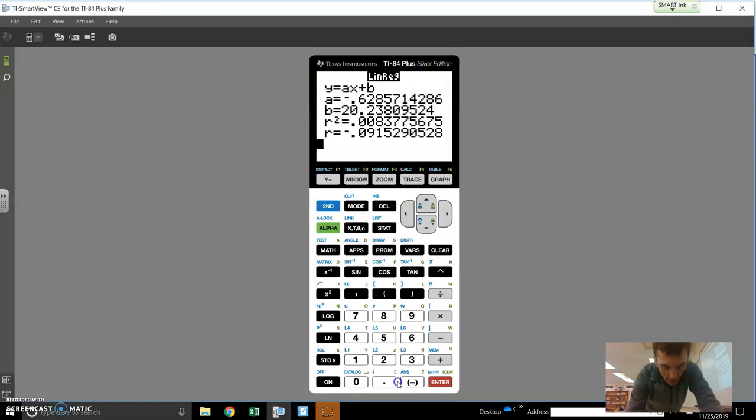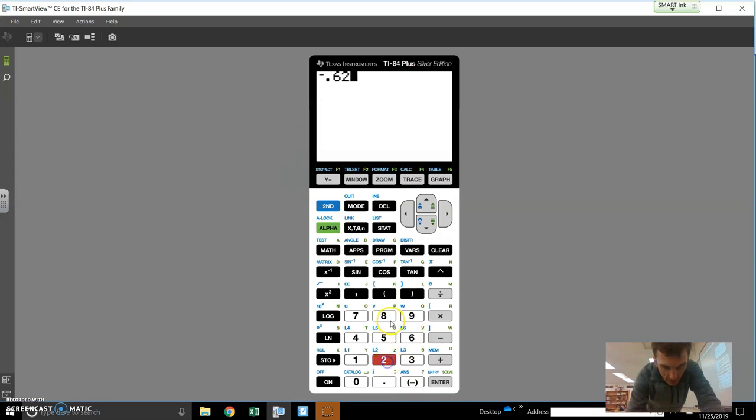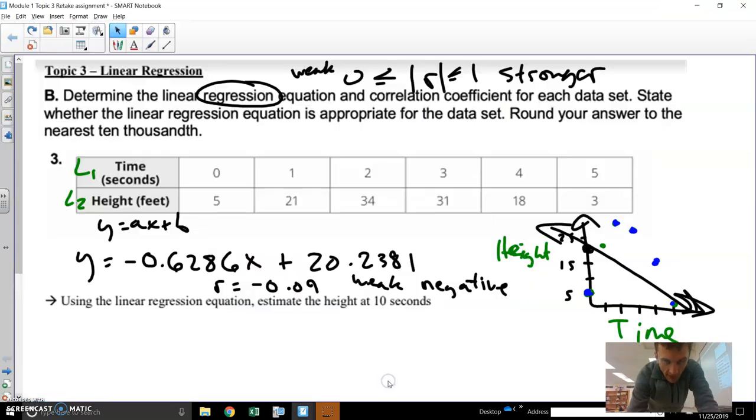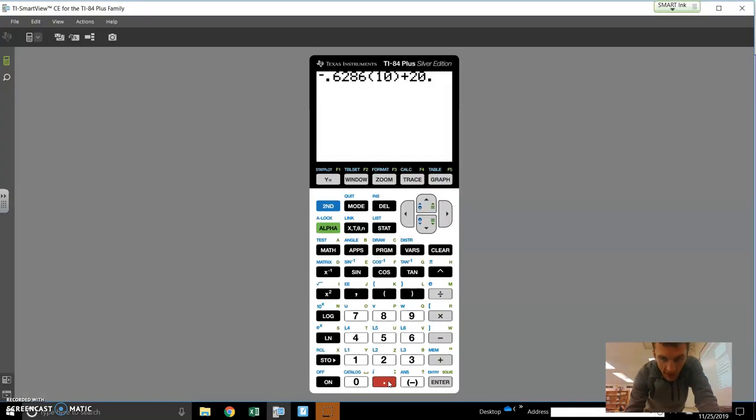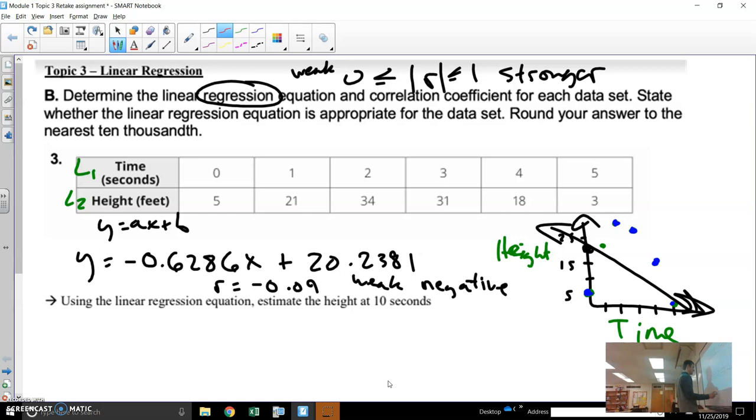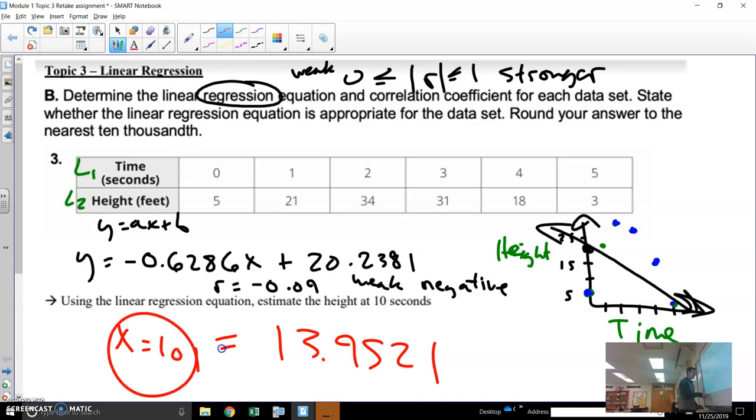So I'm going to do negative 0.6286x, but I want to replace x with 10 for a new time, plus 20.2381, we've got to remember. And so this comes out to be 13.9521. And that's when x is 10, or when the time is 10.